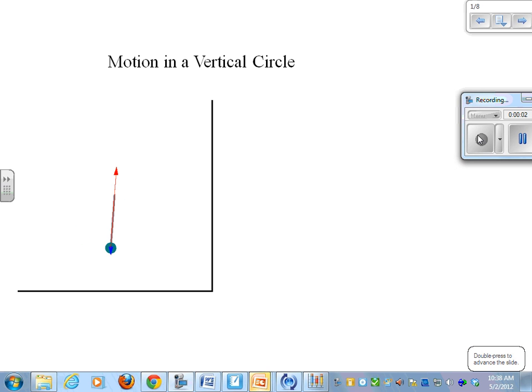Alrighty, so we're going to look at vertical circles today. We've seen the video with the car. I can post that up to Schoology as well if you want to watch that again at home or something.